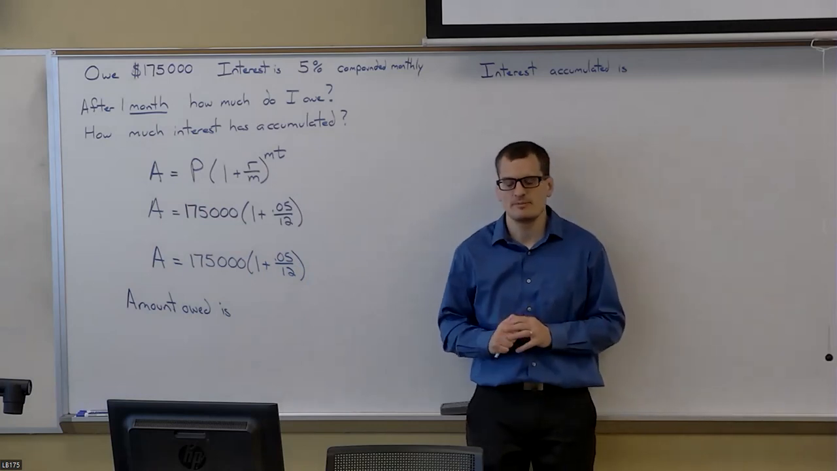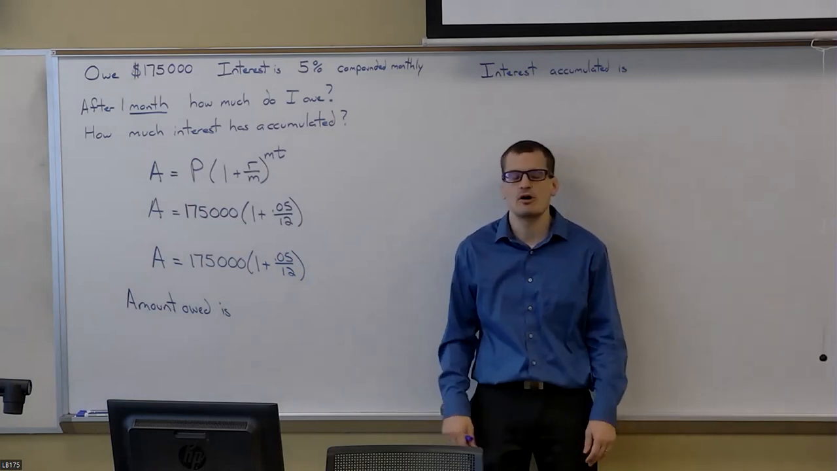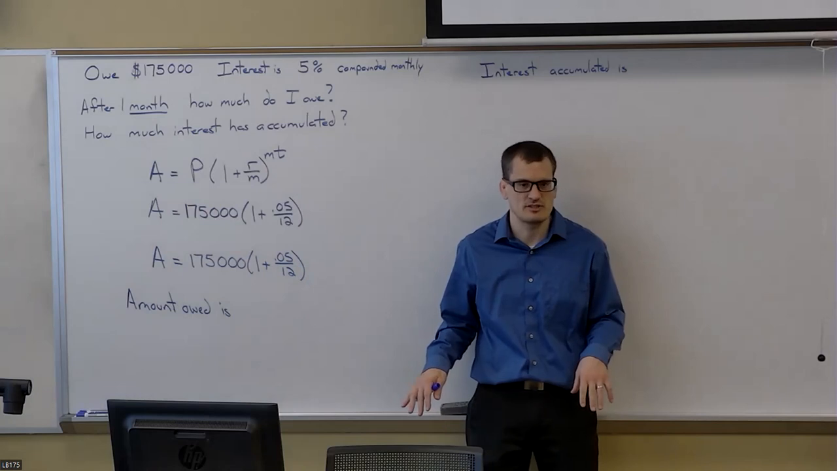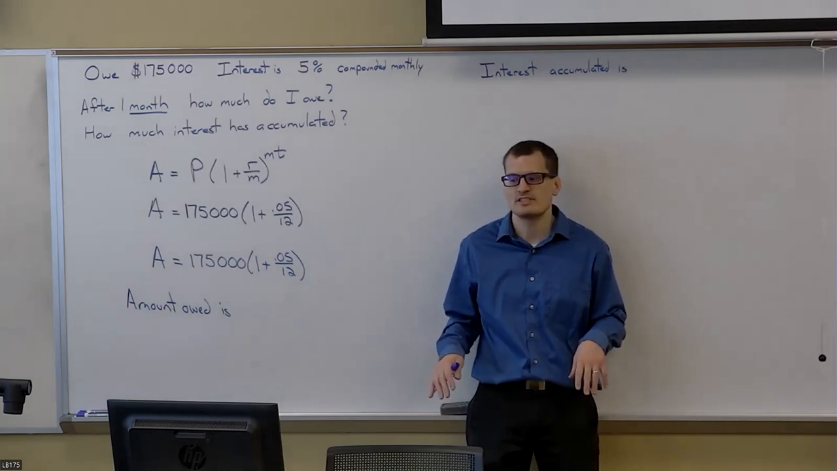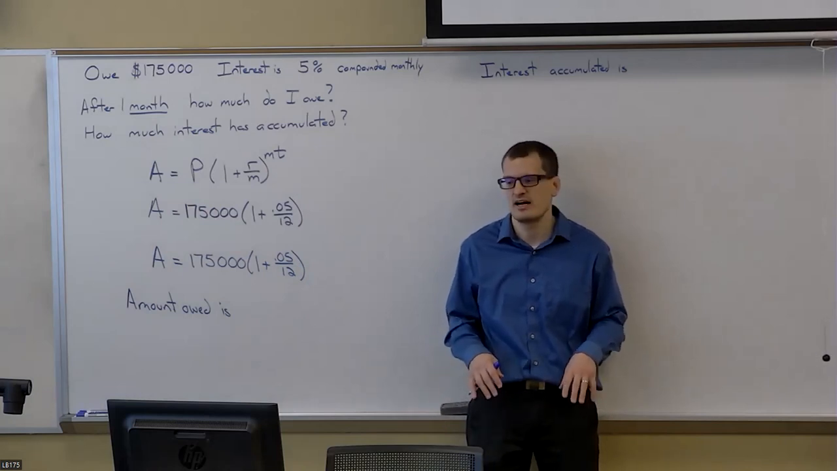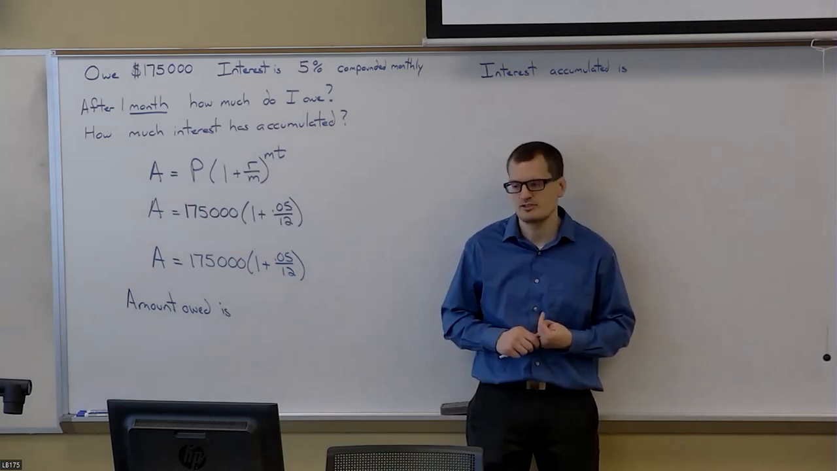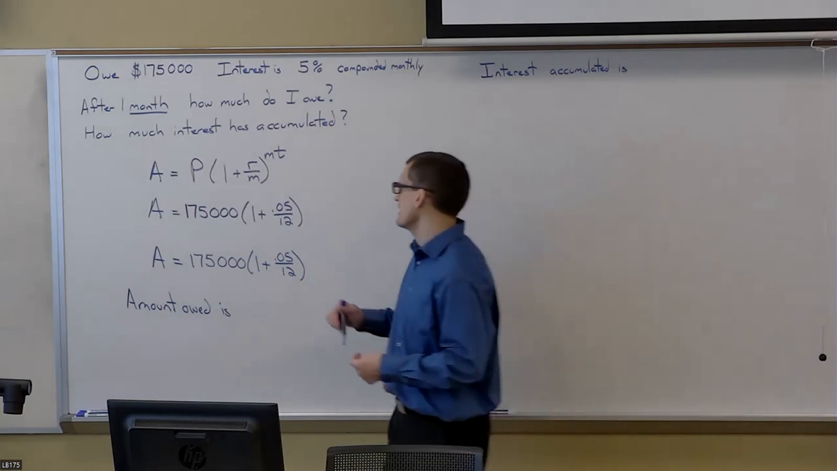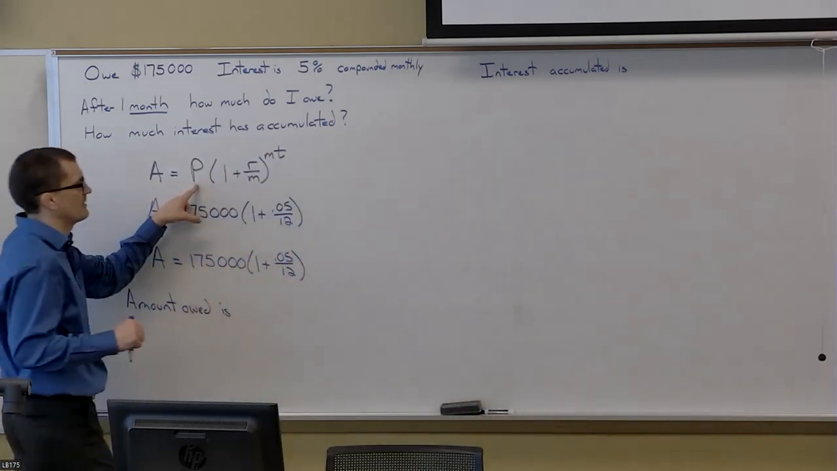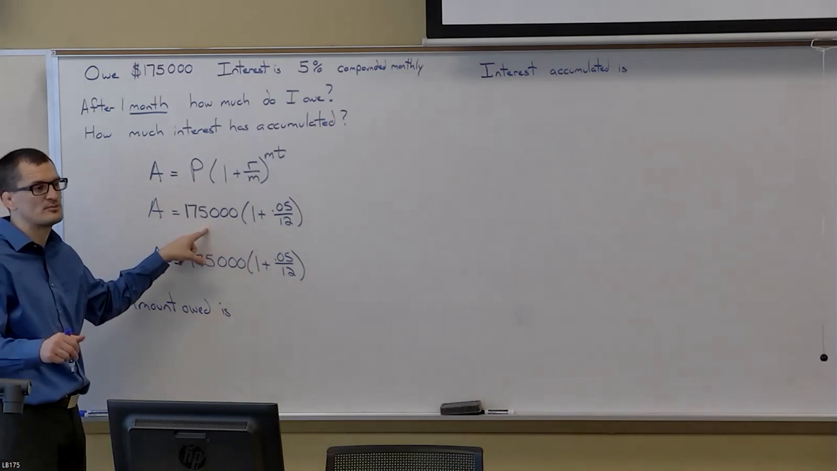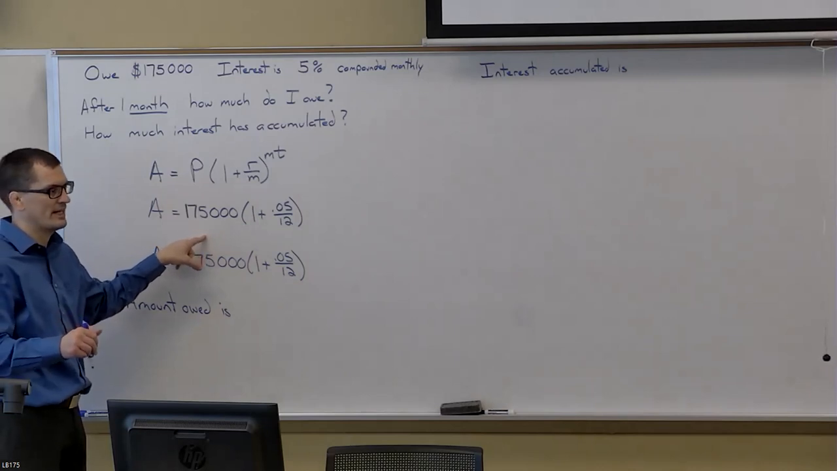All right, so let me go through this. We owe $175,000 on mortgage. Interest is 5% compounded monthly. After a month, how much am I gonna owe? Well, again, I owe $175,000, that is my principal of what I owe right now.